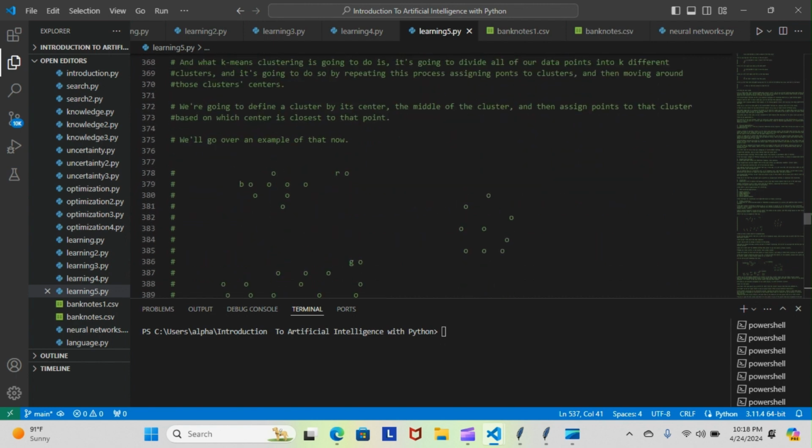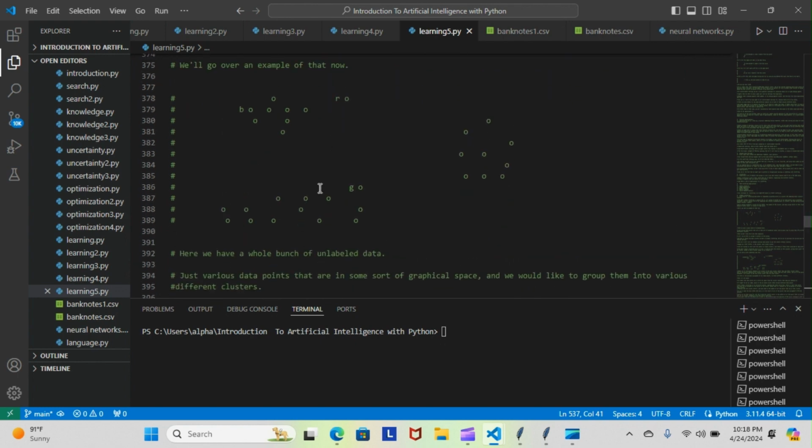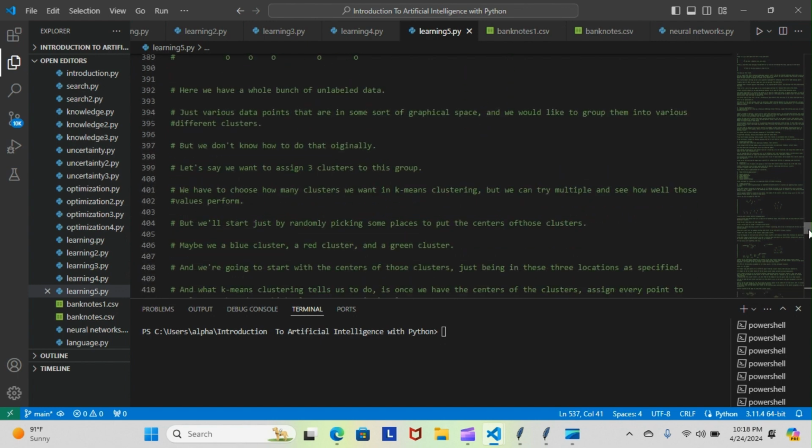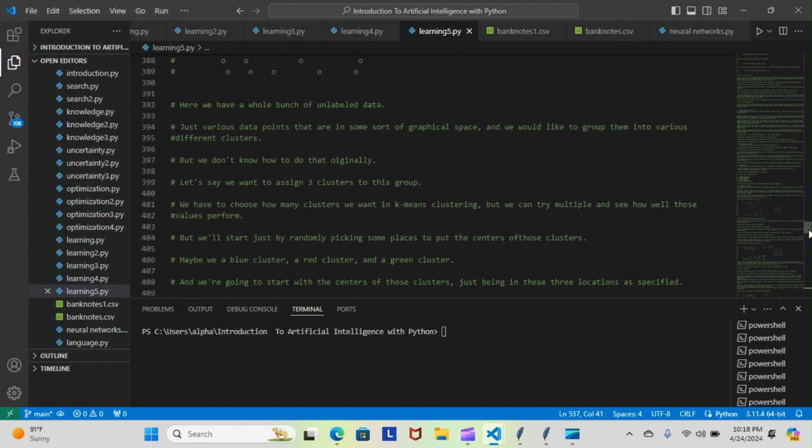We'll go over an example of that now. So if you see here, we have this set of clusters, this set of clusters, and this set of clusters. This one B stands for blue, this R stands for red, this G stands for green. Here we have a whole bunch of unrelated data, just various data points that are in some sort of graphical space, and we would like to group them into various different clusters. But we don't know how to do that originally.